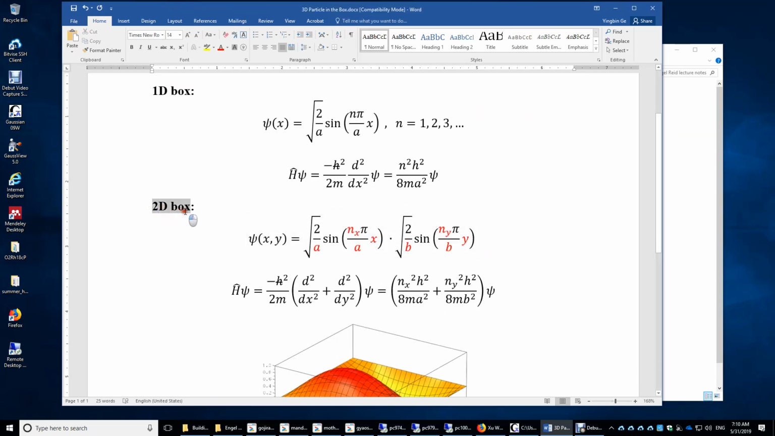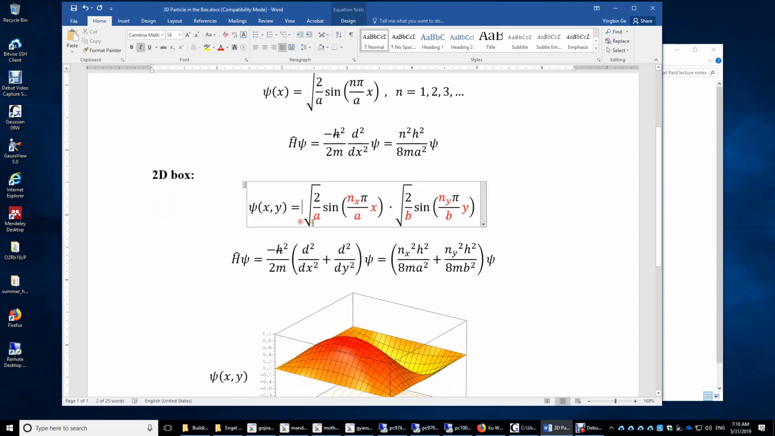For the two-dimensional problem, we simply multiply the wave function in the x direction and the wave function in the y direction. The physical meaning is simple. If you take the squared modulus of both sides, the squared modulus of psi is the probability density of finding the particle at position x in the x direction and position y in the y direction. The position and motion of the particle in the x direction is independent of the position and motion of the particle in the y direction.